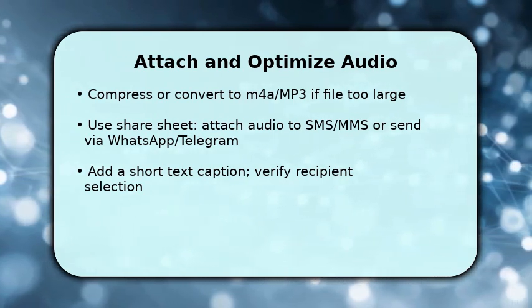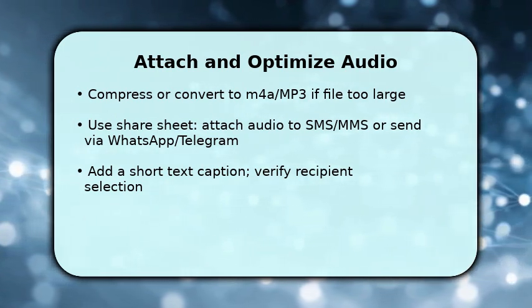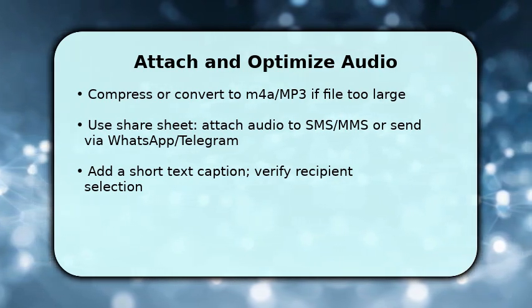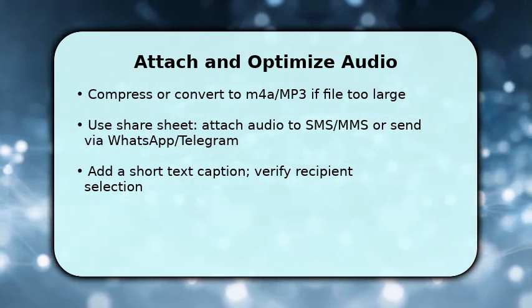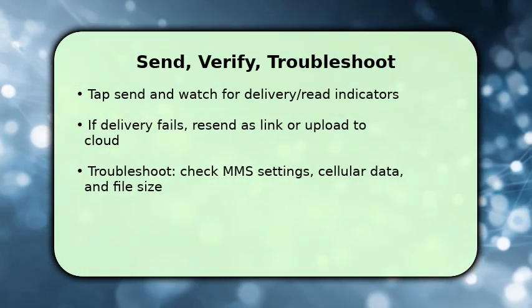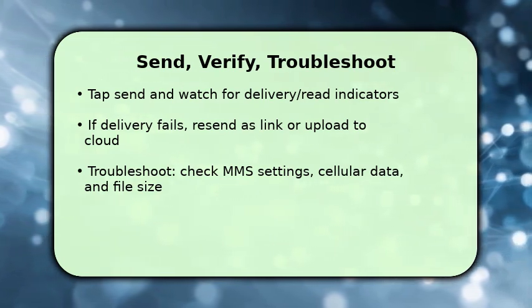Next, open Messages, tap the plus or share sheet, choose the audio file and attach it. Alternatively, pick WhatsApp or Telegram which handle larger audio natively. Add a quick caption so the recipient knows context. Finally, double-check you selected the correct content. Send the message and verify delivery. Look for the sent or delivered indicator in the app.